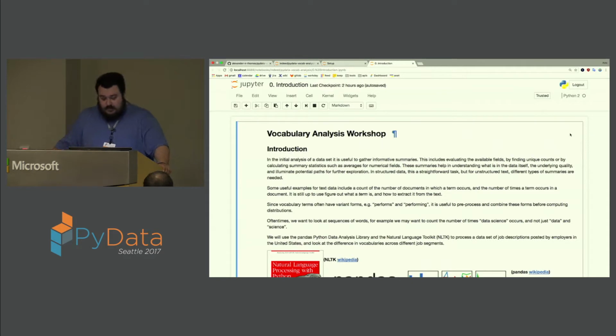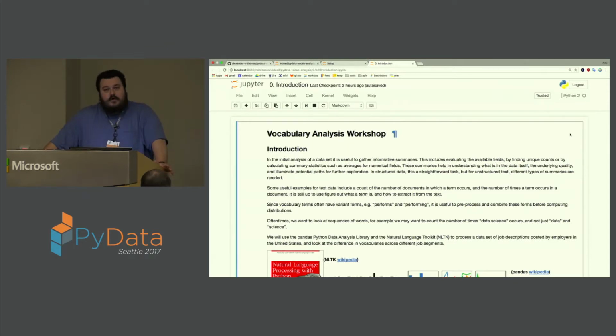So the idea is that we want to find out what's being said in the text. That, of course, is a very nebulous statement, and that's sort of what this talk is looking to clear up. So what would be some initial ways you would think to explore text?